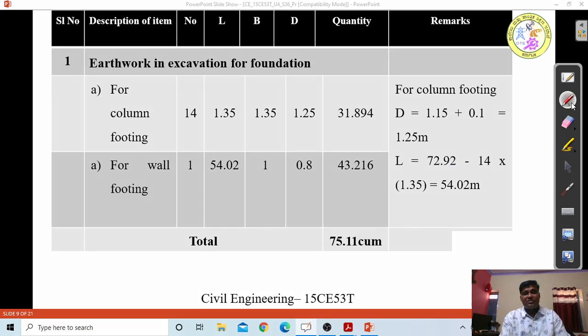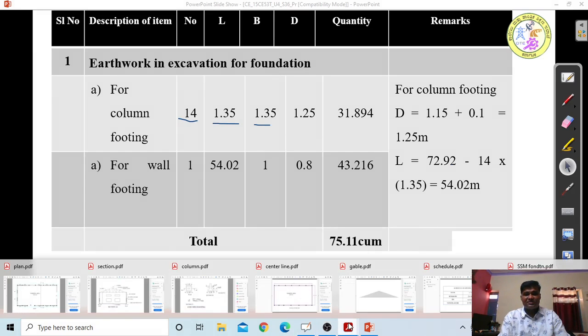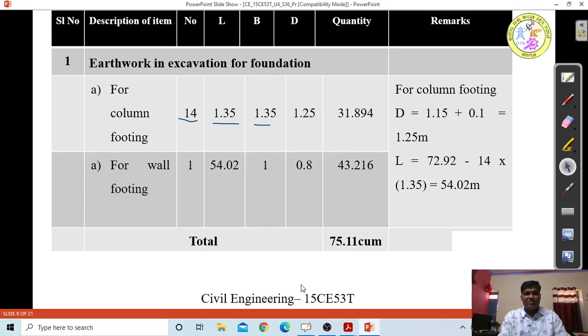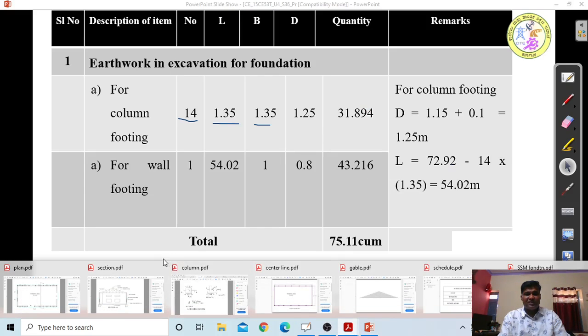So earthwork excavation in foundation, first is column footing. First I am going to do column footing. Why? Because as I told you in the previous slide, the depth of footing is more than the depth of masonry. So there are 14 columns and the footing size is 1.35 meter by 1.35 meter. So it is evident in the section. So the width is 1.35 meter, which is a square footing, and the depth is 1.25 meter. This was also explained in the previous slide.